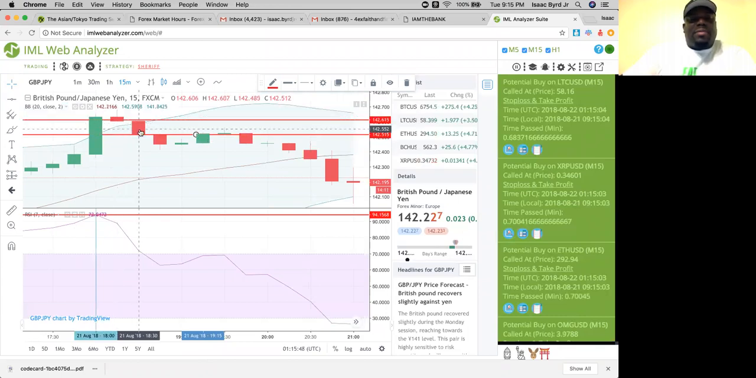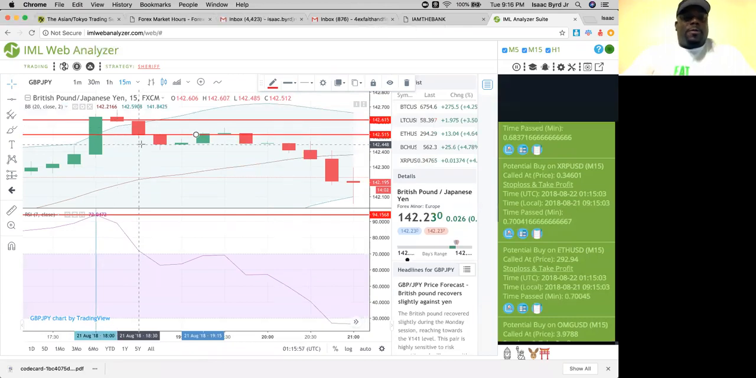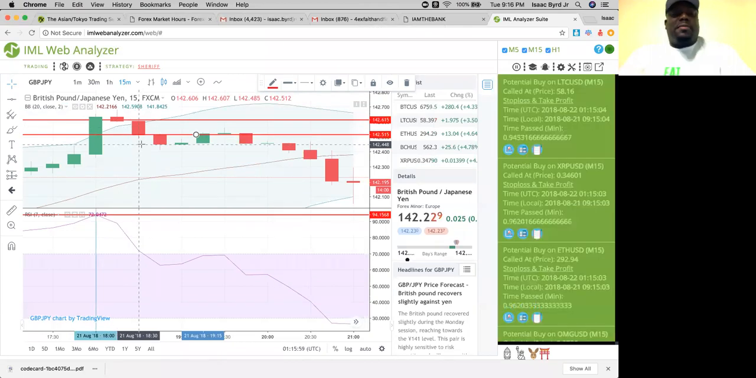So 15 minutes, 30 minutes. If you entered your trade there, because each candlestick represents 15 minutes, you could have gotten 10 pips easily, just that quick, within 30 minutes. And depending on your lot size, you would be in a good situation.